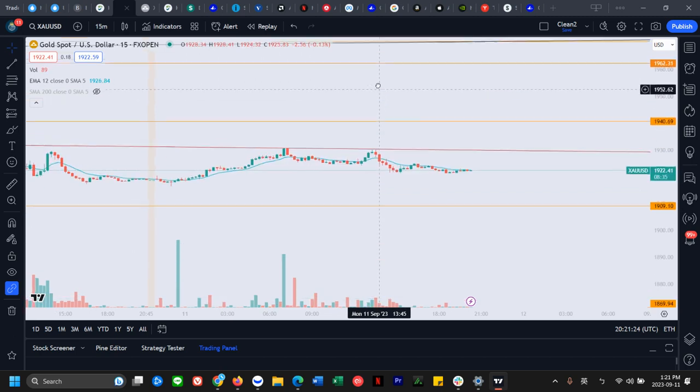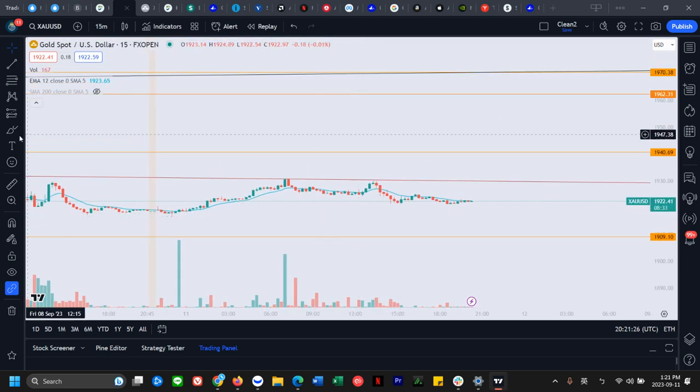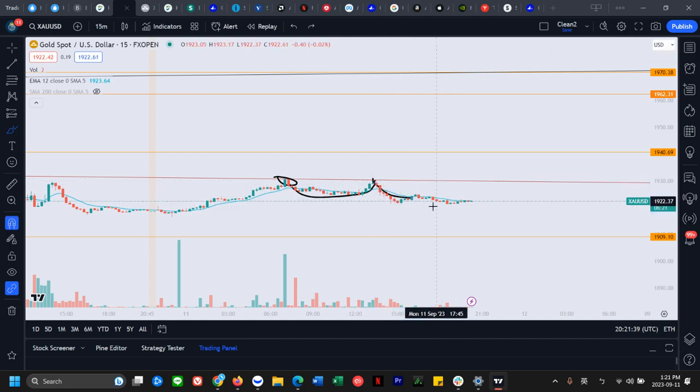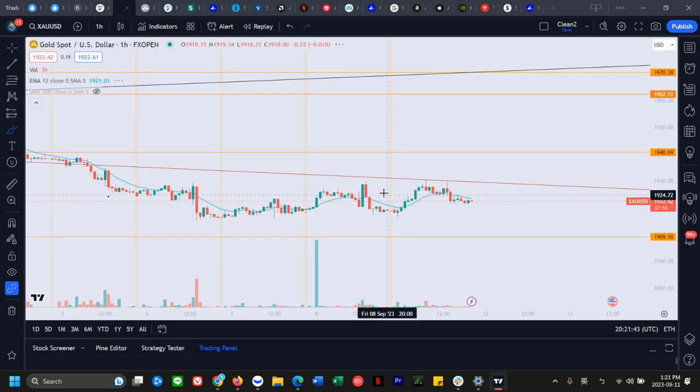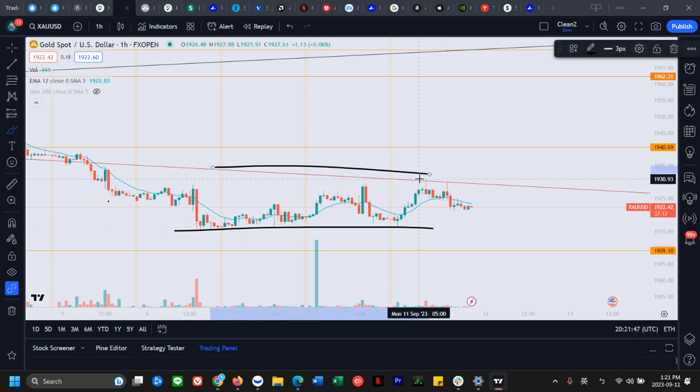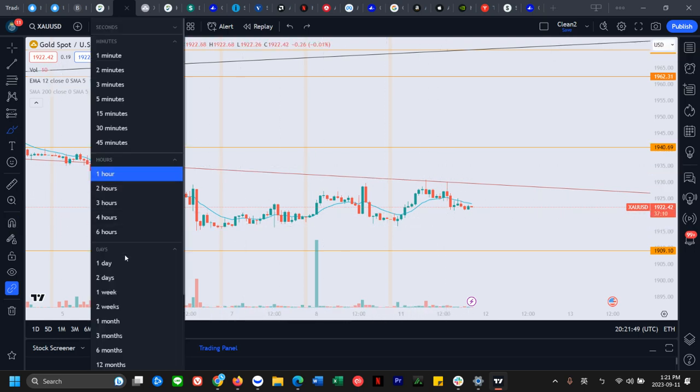So let's zoom in to take a look at what it looked like when it rejected there. On the 15-minute time frame, and yeah, very clear. You can see we back tested here, rejected, came back down, tried again here, and then rejected again. Despite the dollar weakness, we still can't get over the resistance. That means metals are still weak.